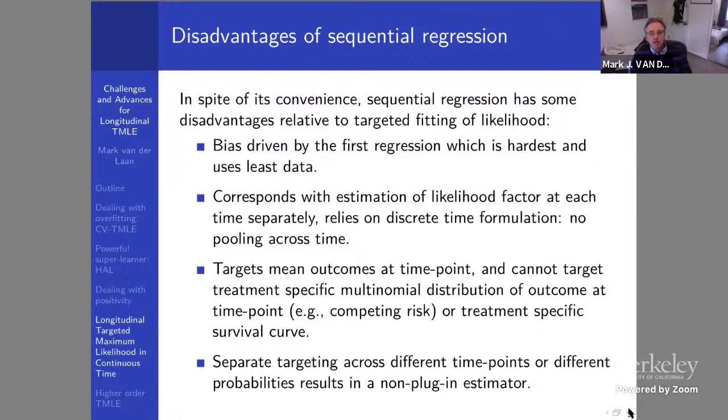And so that has some disadvantages and some finite sample issues. And similarly, you also have to separately target if you want to get the whole survival curve, the whole treatment-specific survival curve.